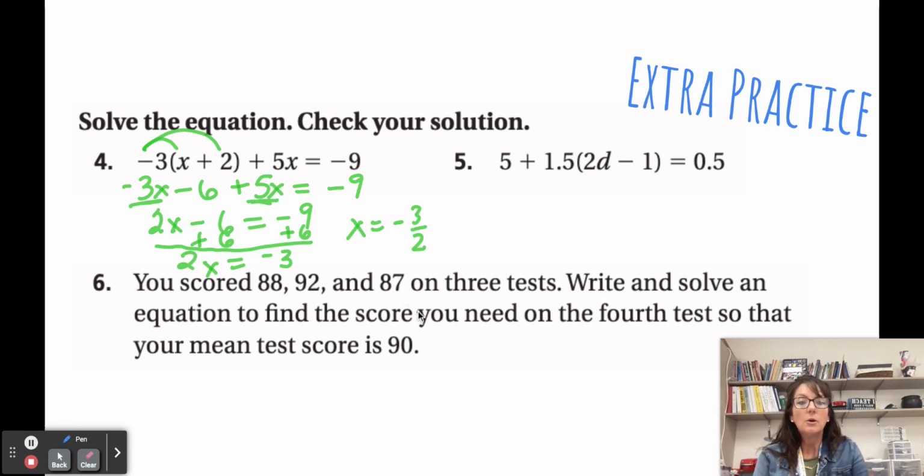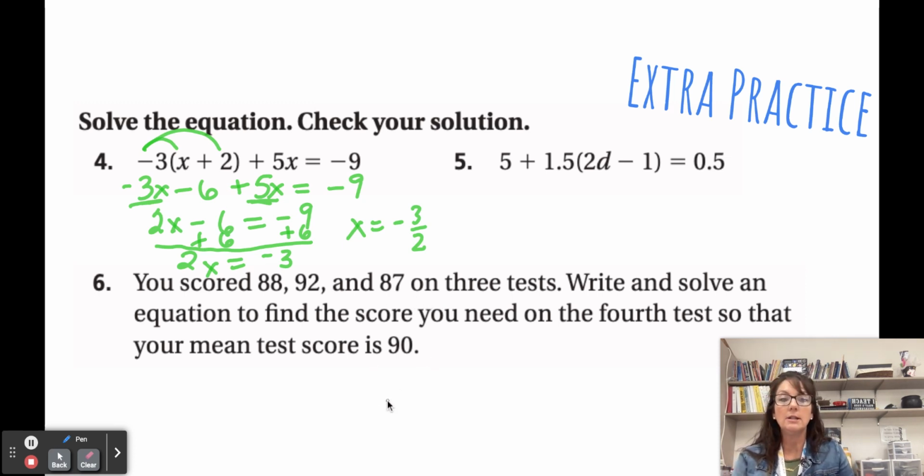All right, so in number 6, it says you scored 88, 92, and 87 on 3 tests. Write and solve an equation to find the score you would need on the 4th test so that your mean test score would be a 90. So you want your test average to be a 90 or an A. So what would we need to get?